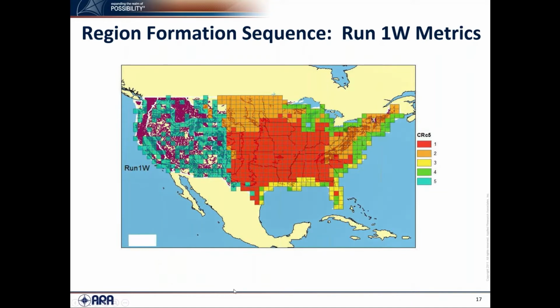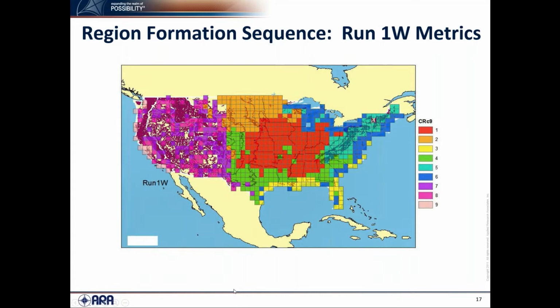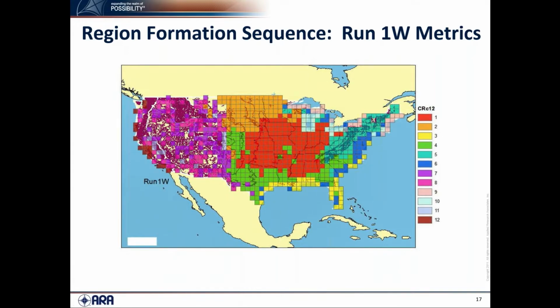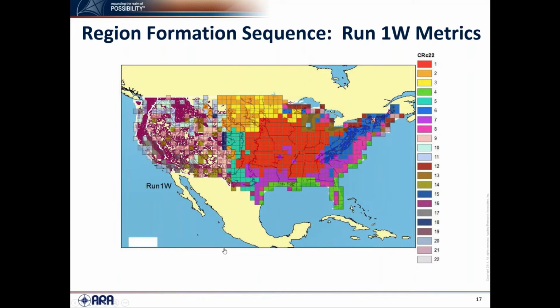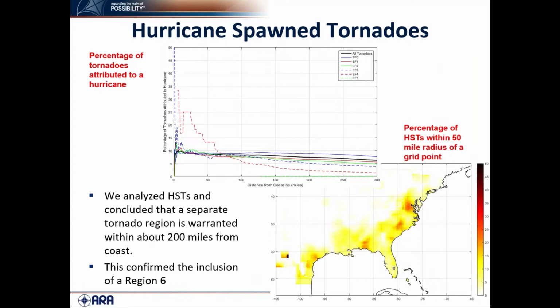As it turns out, let this play through again, no matter which combinations of variables we looked at, no matter which grids we looked at, we ended up with some pretty similar characteristics. We also looked at hurricane spawned tornadoes. There's a large number of tornadoes that spin off of hurricanes, that we know. Typically those are not our most intense tornadoes, but we did see some significant contribution, and that contributes to one of our separate regions.